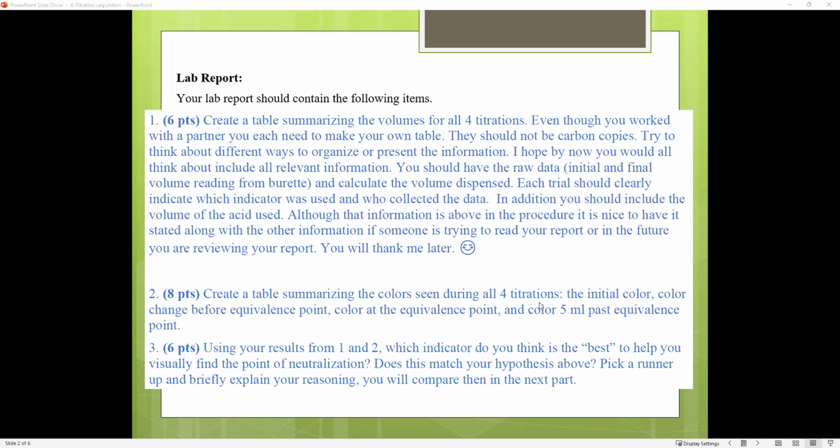Now in 2, you're going to add then the initial color change before the equivalence. Some of them are going to be single, like binary. Like phenolphthalein, I showed in the pre-lab, colorless and then pink. But some you'll see different colors. So just summarize that. Now in 3, just identify visually which one was the best.